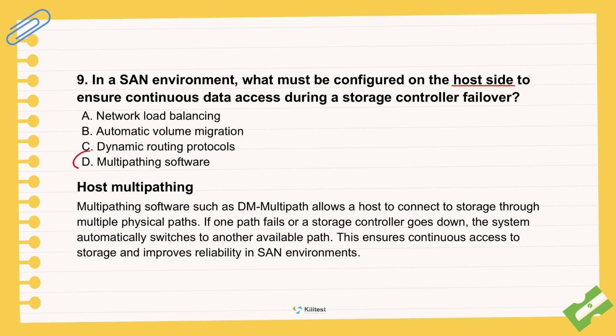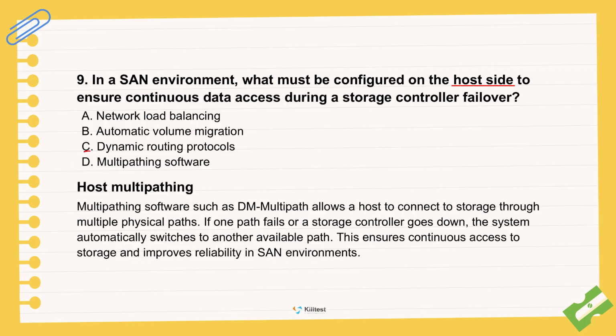And the storage array can't fix it from the back end using automatic volume migration. I mean, if the cable is cut, the volume can migrate all at once. The host still can't reach it. The solution must live on the host side. You must configure multipathing software like DM-Multipath on Linux.